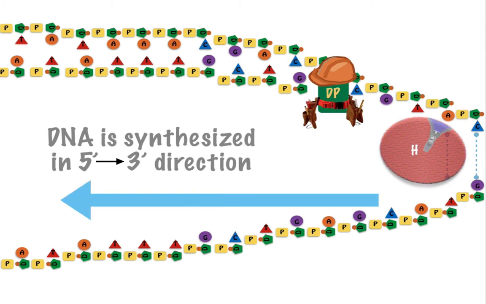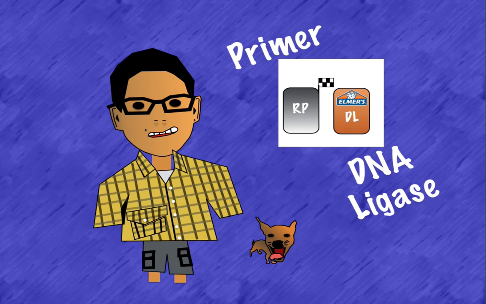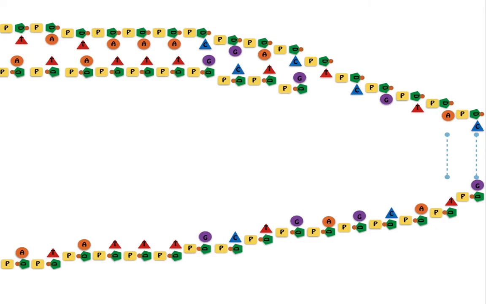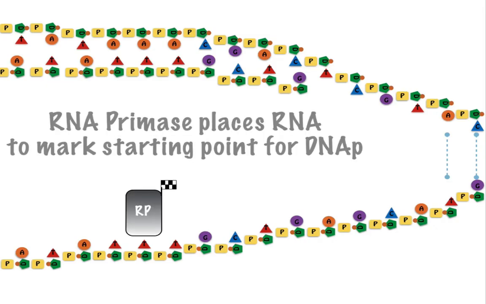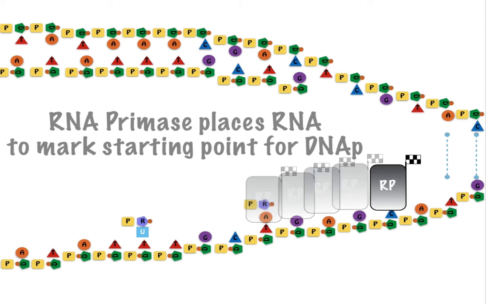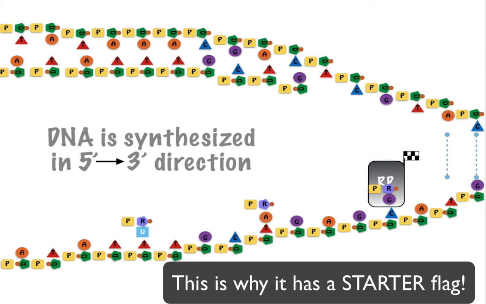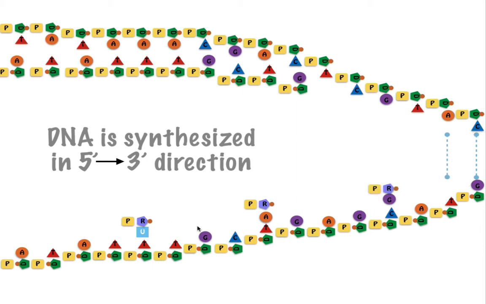Okay, well, let me introduce you now to our second enzyme, which is our primase, which makes a primer. Okay, DNA ligase will come into play later. Alright, let's look at what our primase does. RNA primase places RNA, an RNA molecule, not a DNA molecule. Okay, and it places it in certain positions along the DNA molecule, and it serves as a starting point for our DNA polymerase. So you notice this is our lagging strand down here.